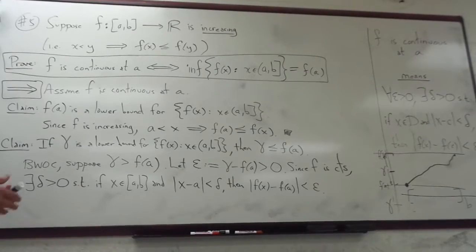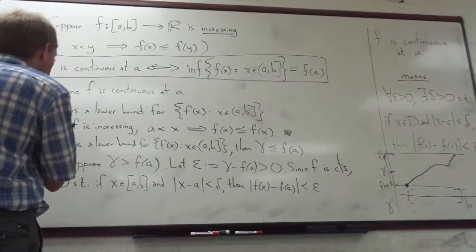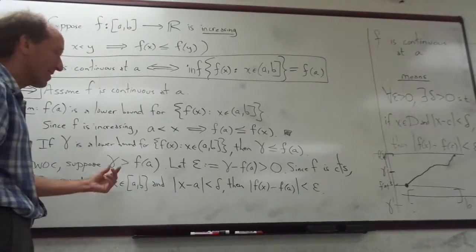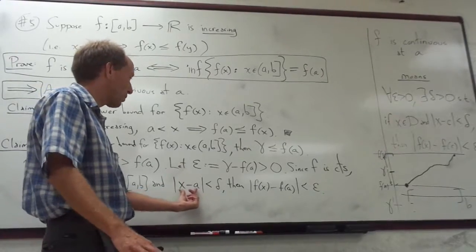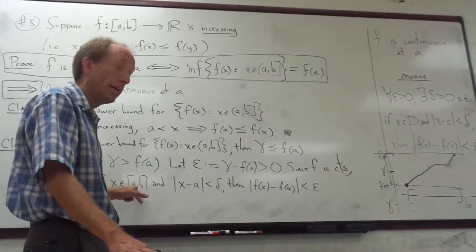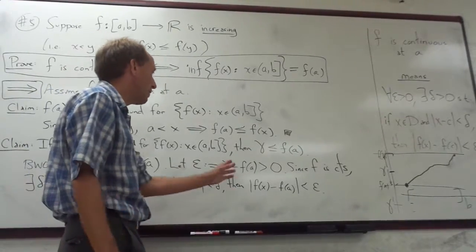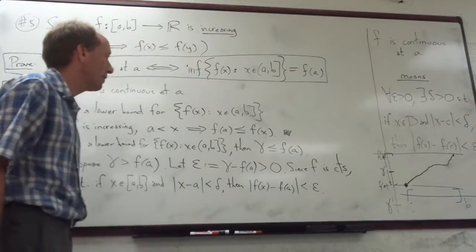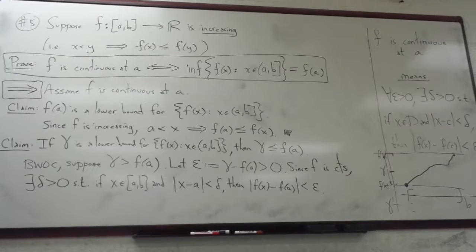Make sense so far? So we made an epsilon that was greater than 0. That produces for us a delta such that as long as x is in this interval, by the way, we won't even need these absolute value bars here because x is going to be at least A anyway. So this is really just x minus A less than delta. Then f of x minus f of A is less than epsilon.